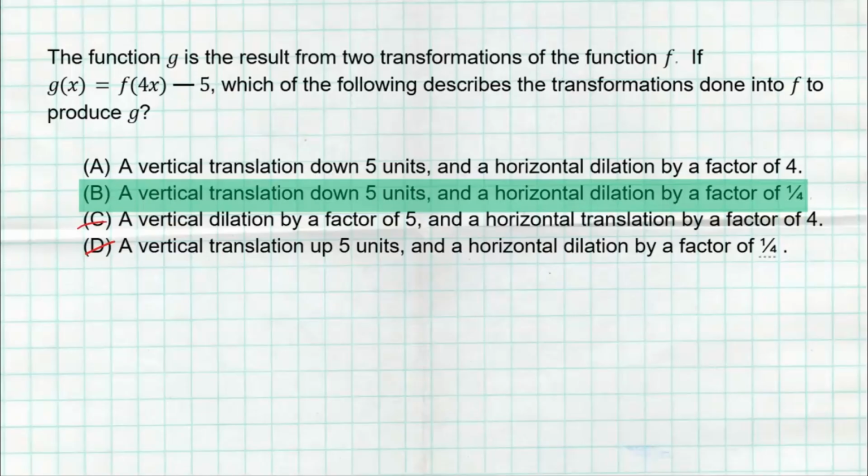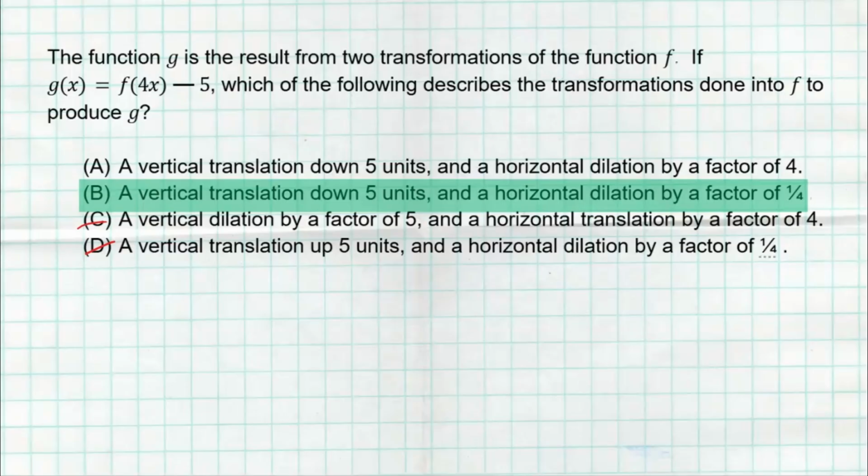So the other thing is that 4 on the inside. That 4 on the inside is going to be a horizontal dilation, but this is where it's tricky. It's by a factor of 1/4. That'd be the reciprocal of the value inside there. Whereas, let's just say that there was a 4 out in front, that would be a vertical dilation by a factor of 4. So on the outside, it's true to what it says. But on the inside, with that B value being 4, that's a horizontal dilation by a factor of 1/B, which in this case is 1/4.